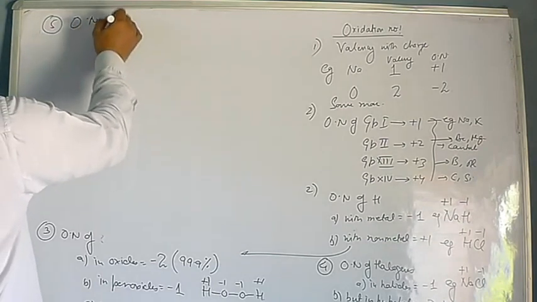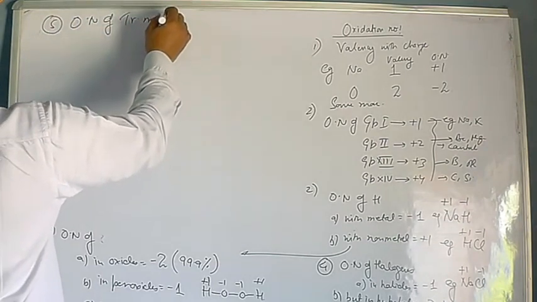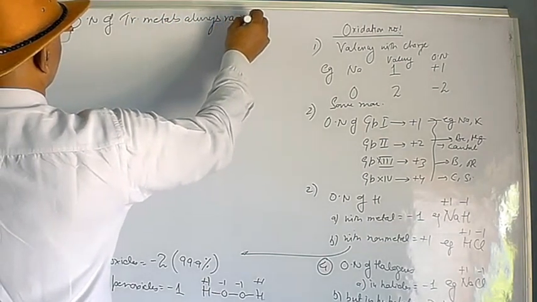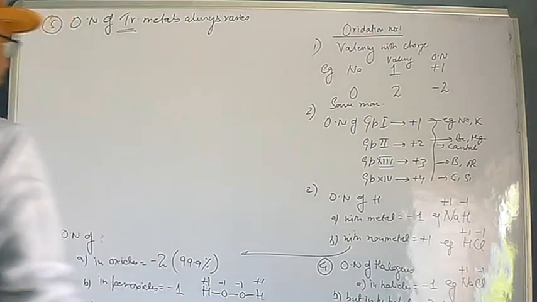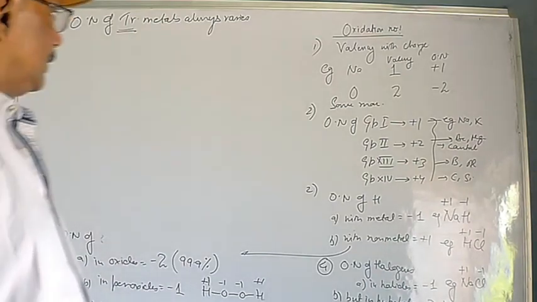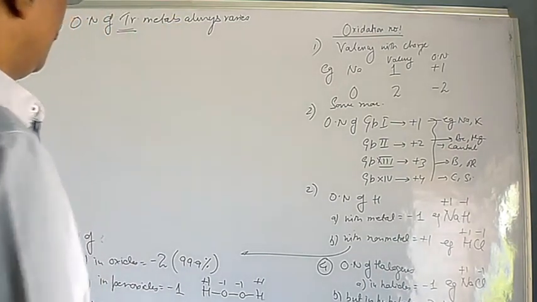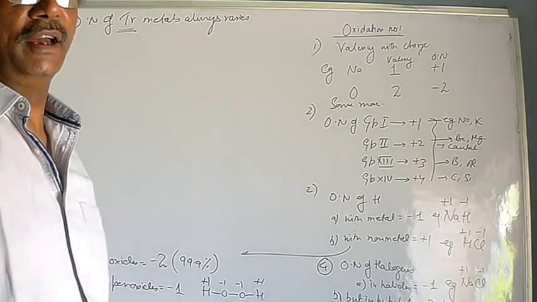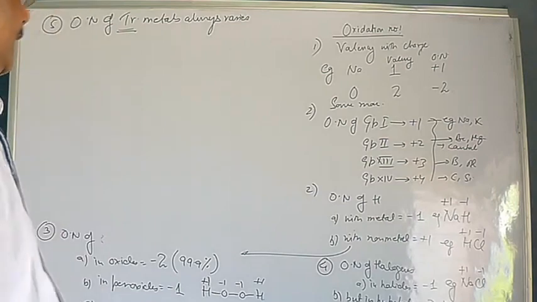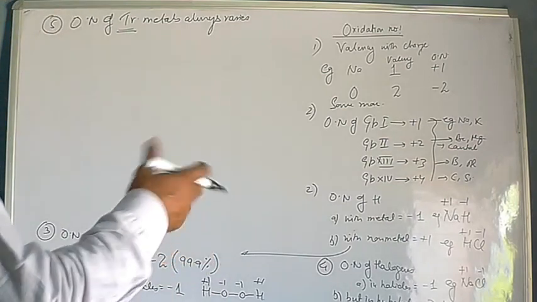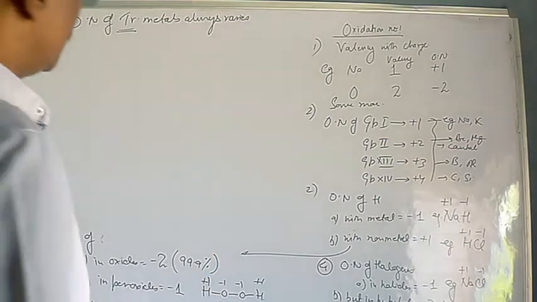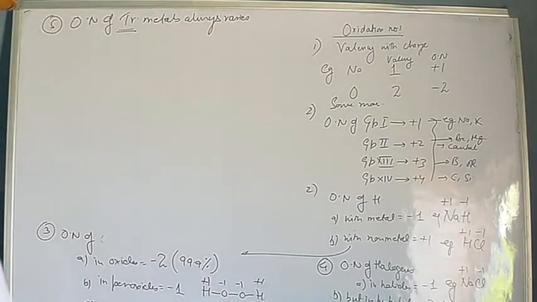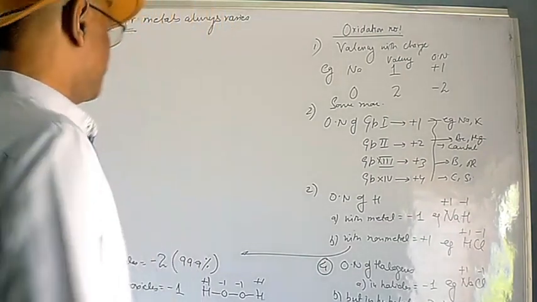Oxidation number of transition metals always varies, because you see the word transition metals in the periodic table. When I will be teaching you periodicity, I will explain that these metals have their valence shell and penultimate shell both incomplete. Therefore, frequent electronic transitions take place between the last two shells. Therefore, the name is transition metals. So, therefore, they show variable oxidation state.